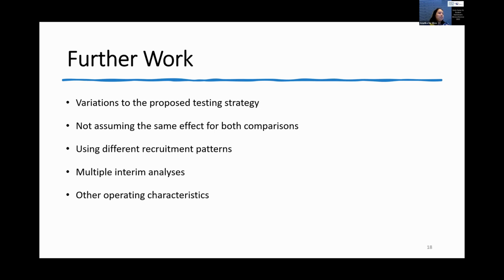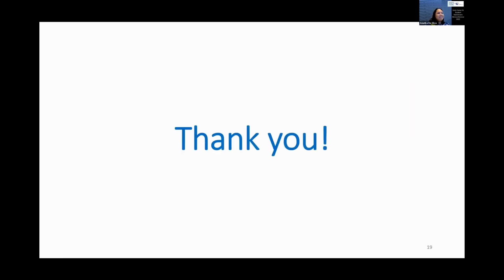We might also consider multiple interim analyses, because we observe that with multiple interim analyses, different stopping rules might start behaving differently. And the final point is looking at bias and other operating characteristics more carefully in these scenarios. That's all from me.